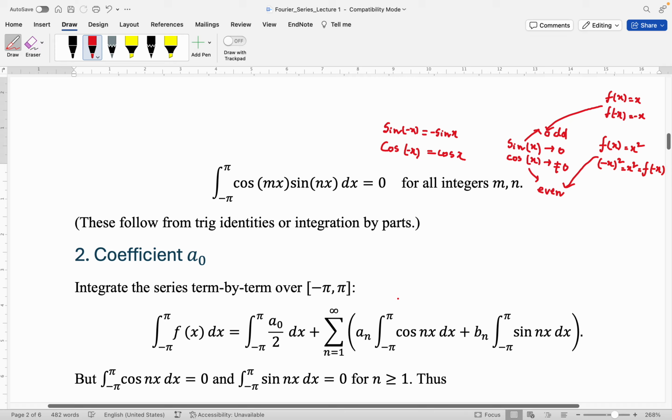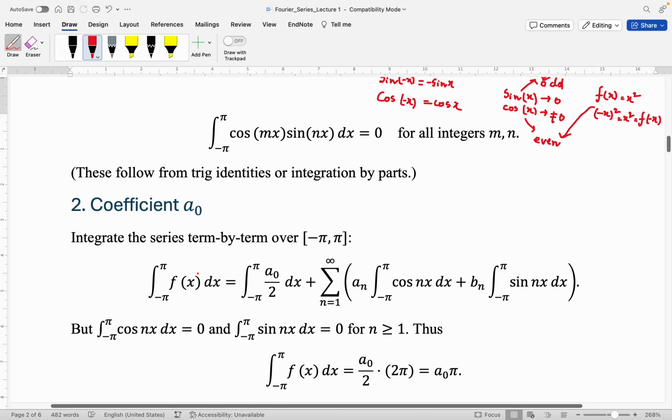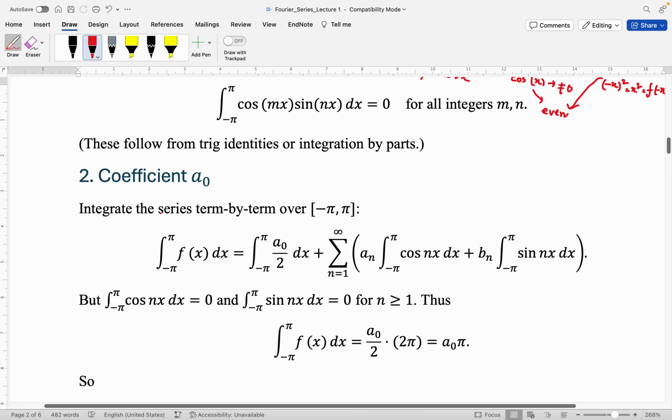Okay. Now let's go to finding out the coefficients that we mentioned, and let's see how this is derived. So let's find out the coefficient a naught. Now we know the Fourier series. Our Fourier series was f of x equal to a naught by 2 plus summation n equal to 1 to infinity of a n cos nx plus b n sin nx.